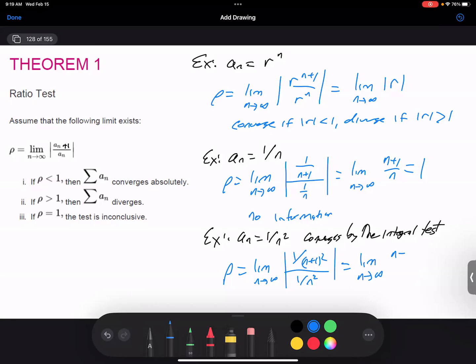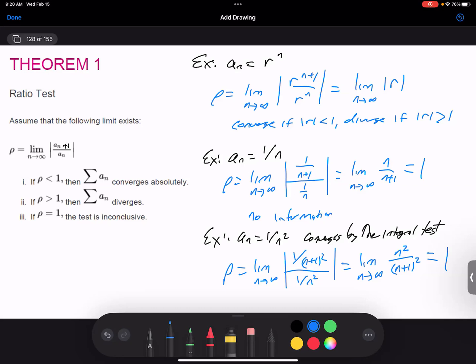Oh wait, did I make a mistake in the last one? Yeah, it should be n over n plus 1. Sorry about that. So it should be n over n plus 1. And this one will be n squared over n plus 1 squared. And what does that limit equal? So n squared over n plus 1 squared, what does that go to? It's also 1.